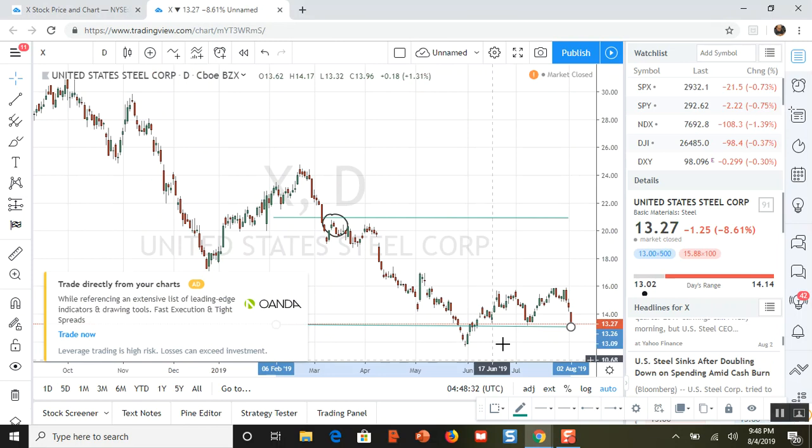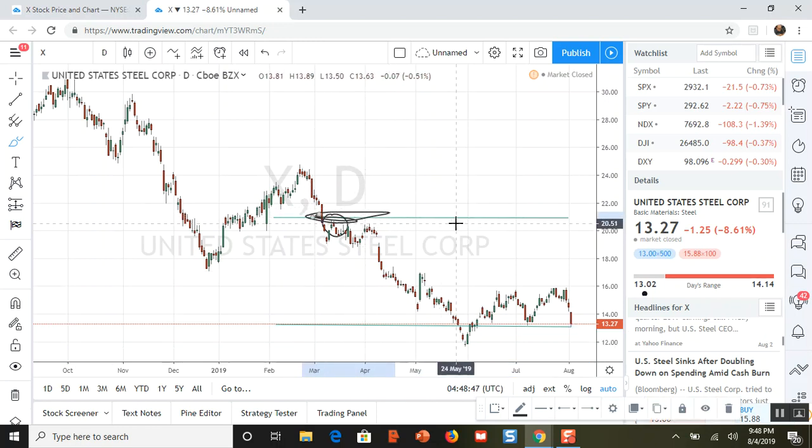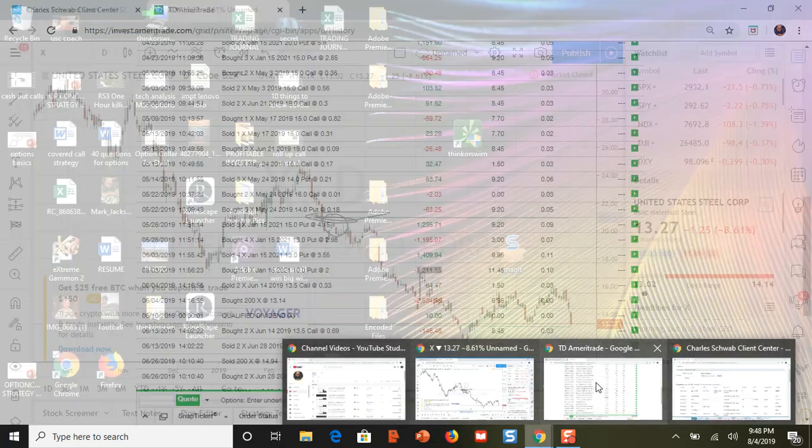So if we go back here, then steel has to go right about here, $20 and like $21 a share, right about there. So it's about the same there. So that's my upper limit. That's because I bought so many puts.